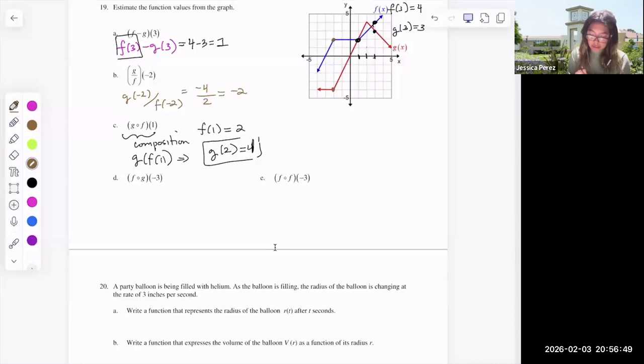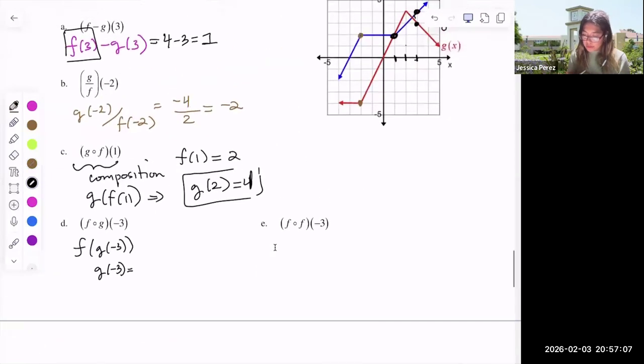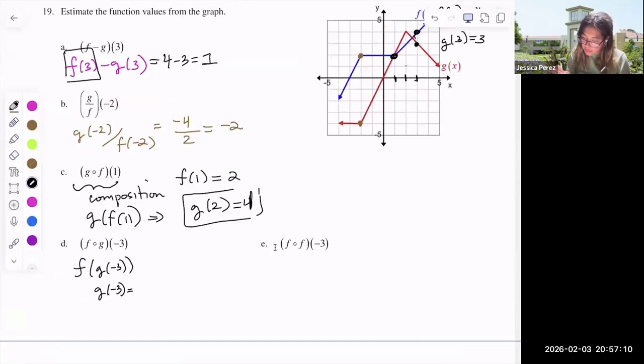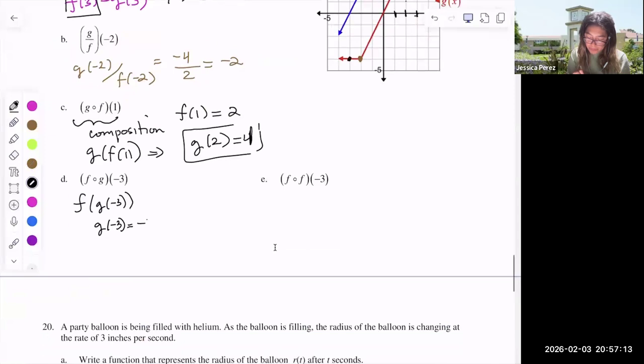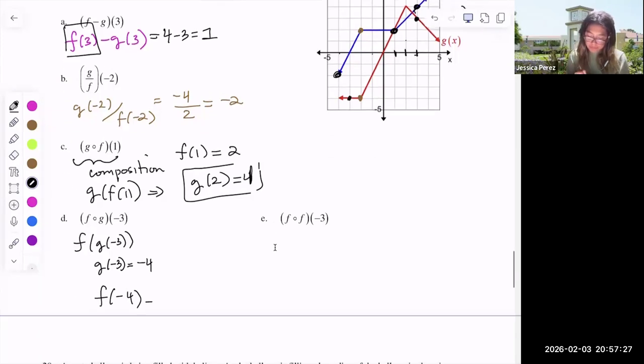And then D and E are very similar. You have to do composition of f composed with g at negative 3. So we have f of g of negative 3. So first we need to find, okay, what's g at negative 3? So let's go into the graph. G, 1, 2, 3, it's down here. It's going to be negative 4. And then you need to find f of negative 4. So that's my f at negative 1, 2, 3, and 4. And what does that give me? Negative 2. You're going to say, oh, I see an arrow. Yeah, but it's going to cross that negative 2 value.